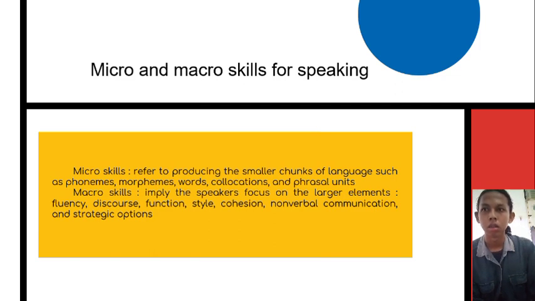Okay, the next is micro and macro skills of speaking. Micro skills of speaking refer to producing the smaller chunks of language such as phonemes, morphemes, words, collocations, and phrasal units. And the next is macro skills. The macro skills of speaking are where the speaker focuses on the larger elements: fluency, discourse, functions, style, cohesion, nonverbal communication, and strategic options.